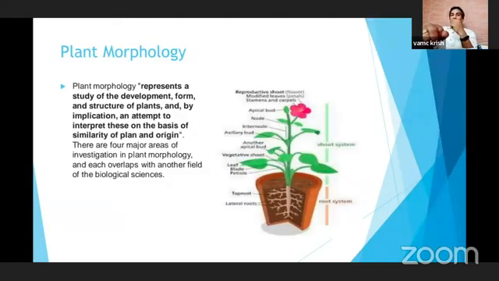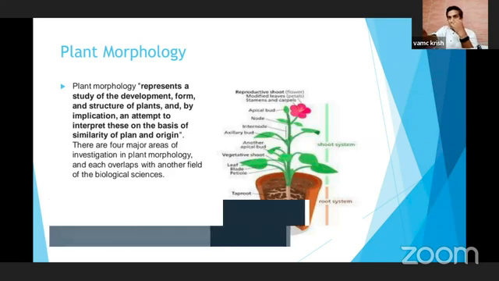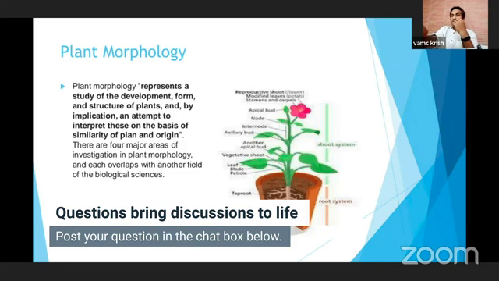Basically we need to look at plant morphology. Plant morphology is the study of the development, form, and structure of plants, and by implication, it represents the basis of similarity of plant origin. In plants we can see the root system and the shoot system. This is what we need to maintain in the plant.